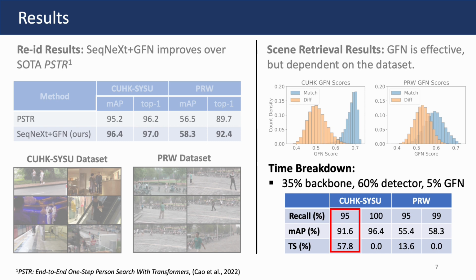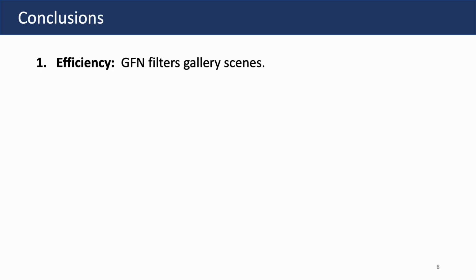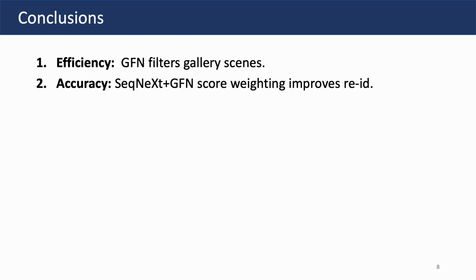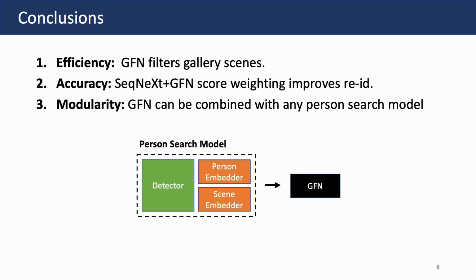On the CUHK dataset, for a 95% scene recall requirement, MAP is reduced by 5%, but we achieve more than 50% time saved. On the PRW dataset, for the same requirement, MAP is reduced by 3%, but we achieve only around 10% time saved. Therefore, it is important to consider visual diversity of the dataset when using the GFN for scene filtering. To conclude, the GFN improves person search efficiency by filtering gallery scenes, accuracy by weighting re-identification scores, and modularity in that it can be combined with any person search model.